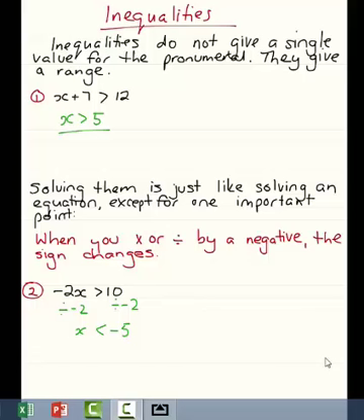If we had x is greater than negative 5 and you put, say, negative 4 into your original equation, negative 2 times negative 4 is 8. 8 is not greater than 10. Okay, so you must change the sign or your answer isn't going to be correct.